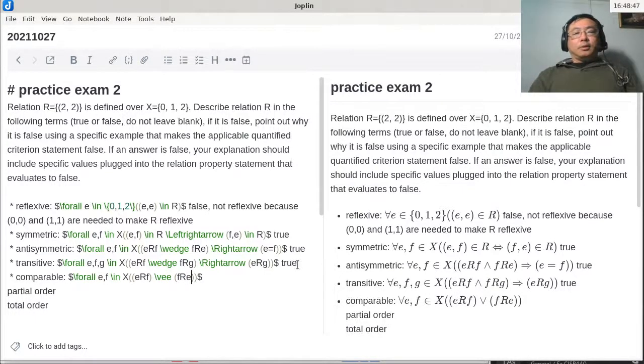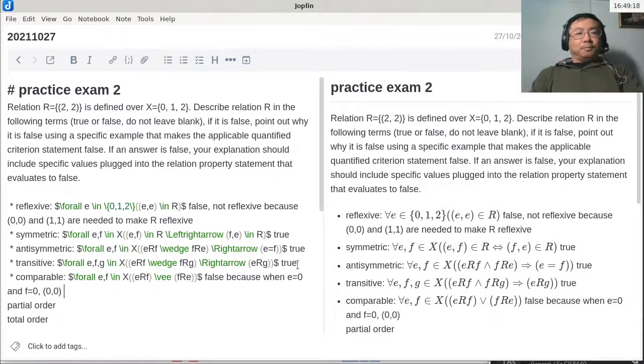So in this case, this set definitely is not meeting this requirement because you can give one of the many examples, because you just need one in order for the entire universally quantified expression to be false. So you can basically say, false because when E equals 0 and F equals 0, 0, 0 is not in R. Okay, that's just one of the many examples you can choose.